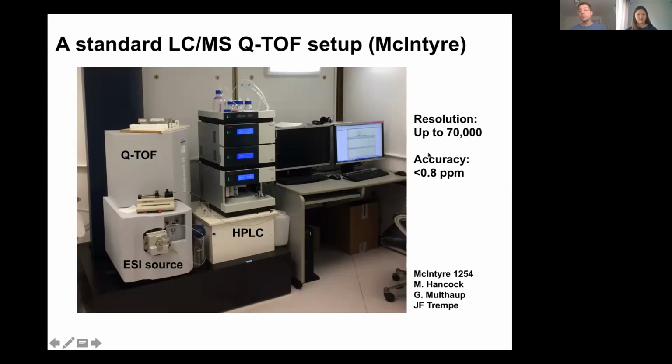Just two little nomenclature things. The resolution of a mass spec is basically the ability for the mass spec to separate two peaks of a very similar mass to charge. And so with resolution, you want a higher number. And then with mass accuracy here, you want a lower number, and this is shown in parts per million.